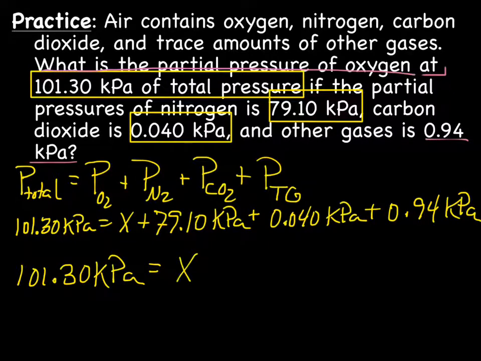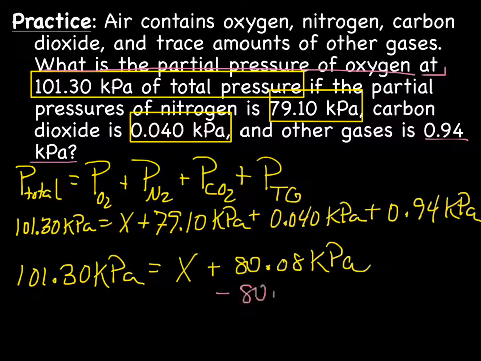All right, so now to solve for X, let's start by doing some basic math here. Let's add together the partial pressures of all the gases except for oxygen, which gives us a partial pressure of 80.08 kPa. Now, to solve for X, we'll just subtract 80.08 kPa from both sides.